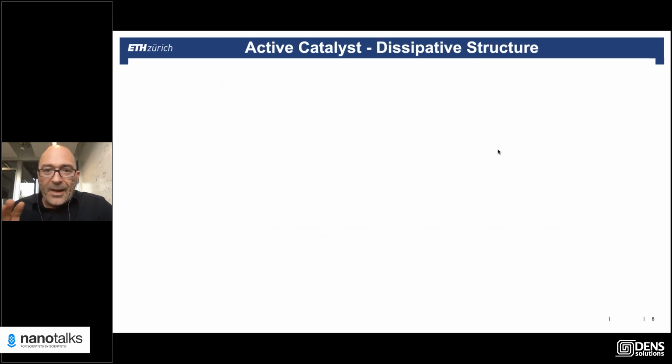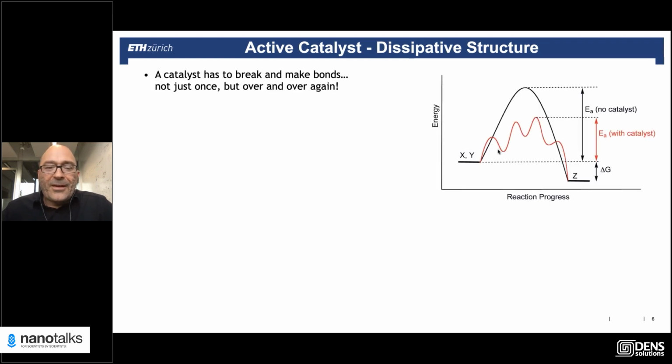And I just want to summarize this point a bit in this slide here. So what is an active catalyst? An active catalyst has to, of course, break bonds and make new bonds. And if it's a good catalyst, it has to do that more than just once. So it has to do that over and over. A catalytic cycle is going to run through many, many times until the catalyst deactivates. So there's some kind of cyclic element in that.